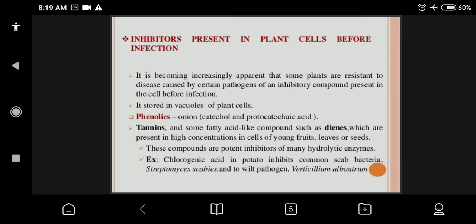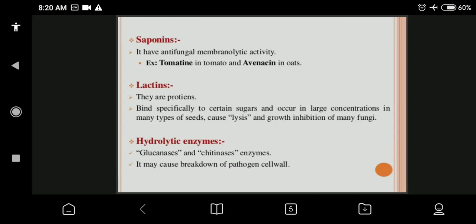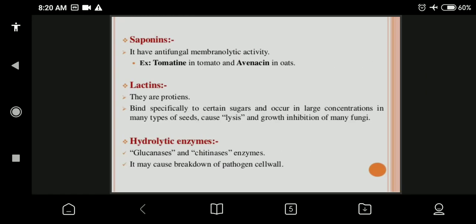Chlorogenic acid in potato inhibits the common scab bacteria Streptomyces scabies and the wilt pathogen Verticillium albo-atrum. Thus, inhibitors protect many plants from many pathogens, as we have seen in the case of potato, onion and wilt pathogen. Saponins have antifungal membranolytic activity, released from the avena root and the tomato.